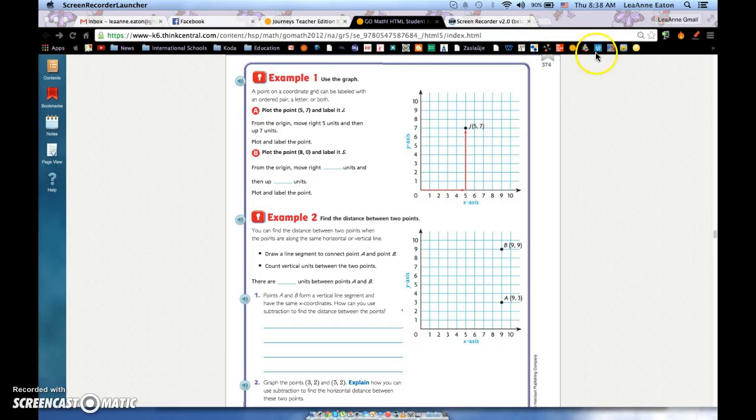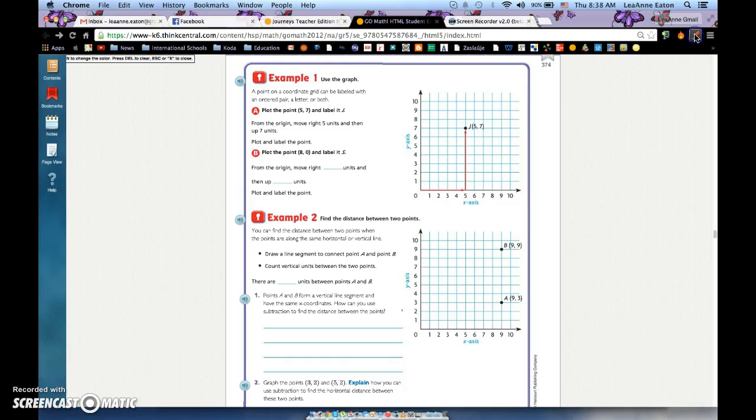It says, a point on a coordinate grid can be labeled with an ordered pair, a letter, or both. So we're going to plot the point 5, 7, and label it J. We start at the origin always, the 0. We move over 5 units to the right: 1, 2, 3, 4, 5. And then we move up 7 units, up to 7. They put a dot here, okay? So that's how you plot it. But it says label it J, so they have a little J here.